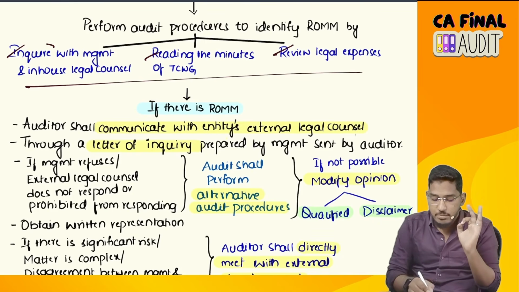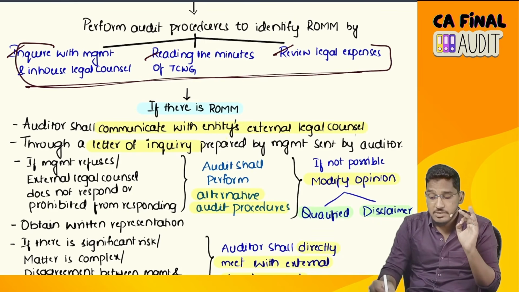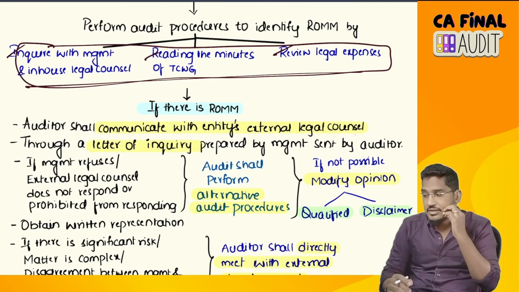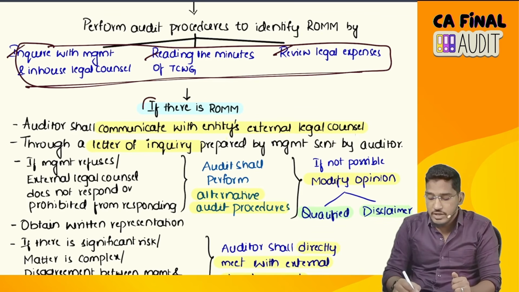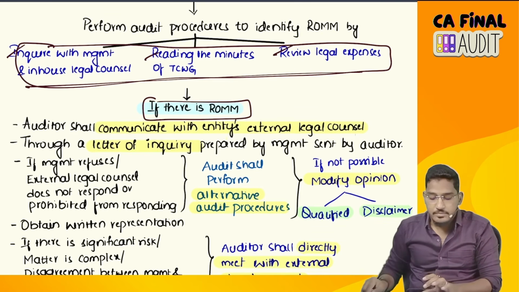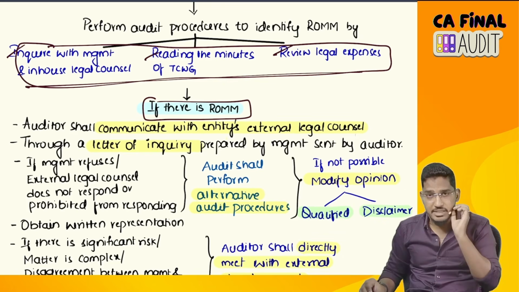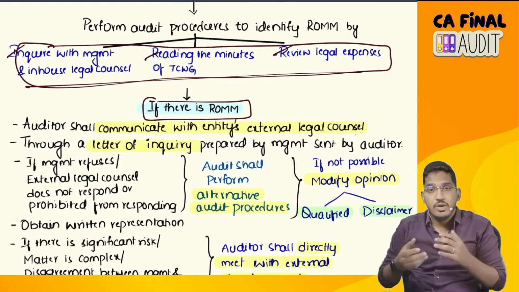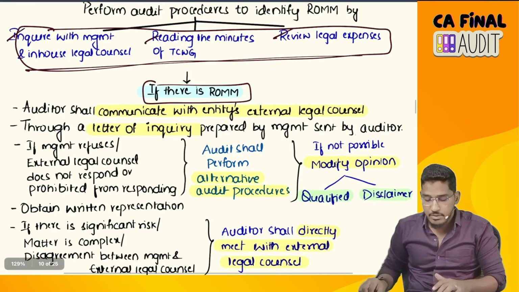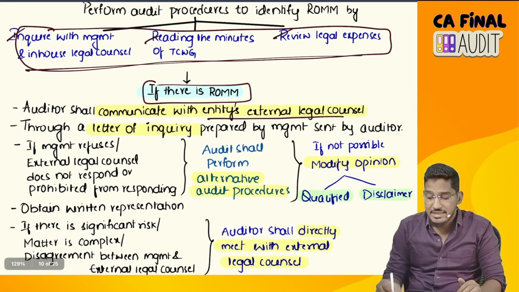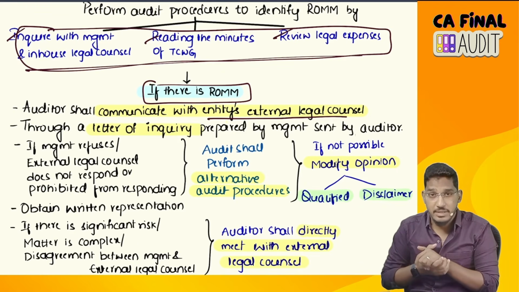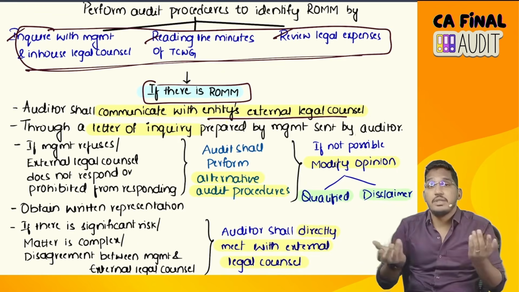But however, by doing those three steps, if you find some suspicion, there might be something hidden in the litigations and claims. If you find that there is a risk of material misstatement, then you need to perform extra procedures. What are those extra procedures I have to perform? Number one, the auditor shall communicate with the entity's external legal counsel. Whoever is the entity's external legal counsel which the company has appointed, you have to communicate with him.